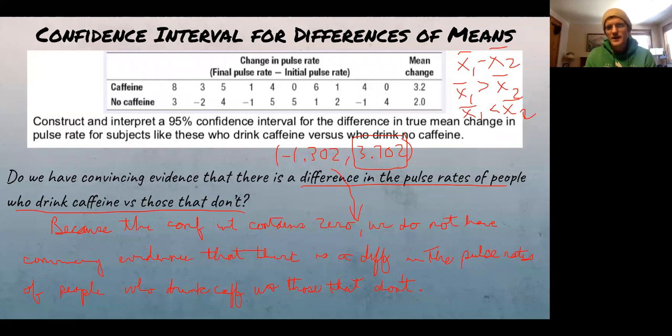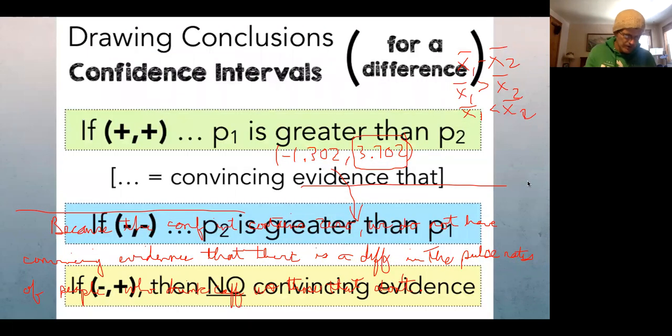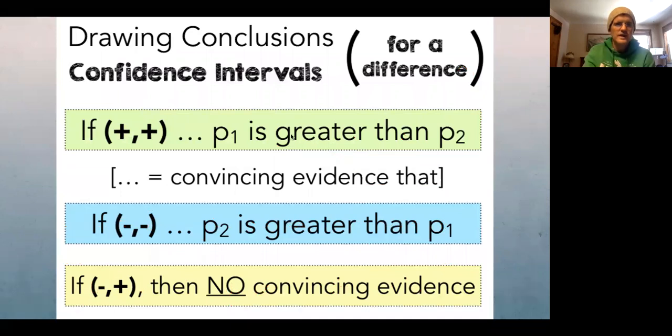So because we can't definitively say that one is bigger than the other, we just say no convincing evidence. That's all we say. All right, I think that's enough said about that, unless there are any questions. Okay, and here you've already seen this, but this is an interpretation of it. If both bounds of your confidence interval are positive, then mu1 is going to be greater than mu2.